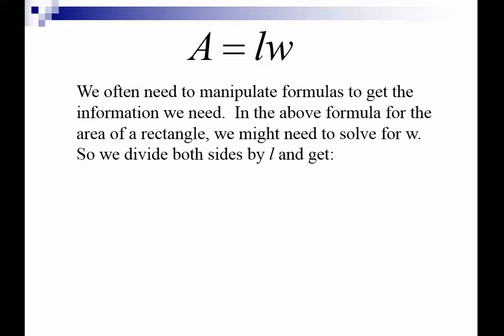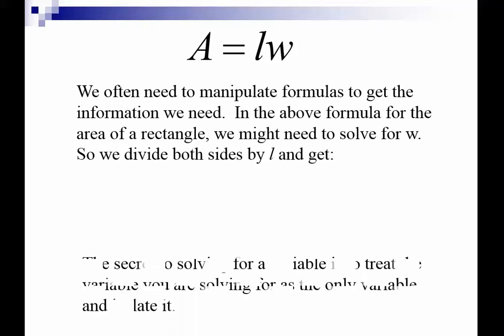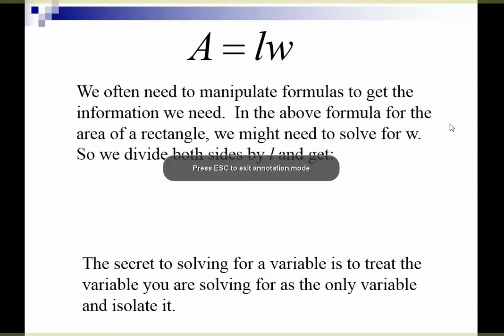Okay, so let's look at that area equals length times width formula. It says we often need to manipulate formulas to get the information we need. In the above formula for the area of a rectangle, we might need to solve for W. So we divide both sides by L. Okay, now that is an option. You could divide both sides by L and isolate the W. So whatever you want to solve for, in this case, if you want to solve for the W, treat it like it's the only variable and get it by itself.